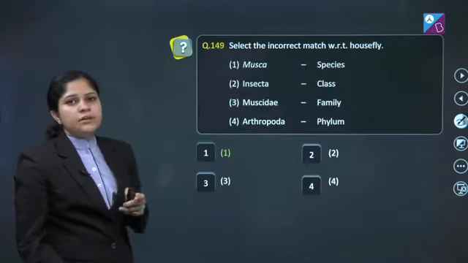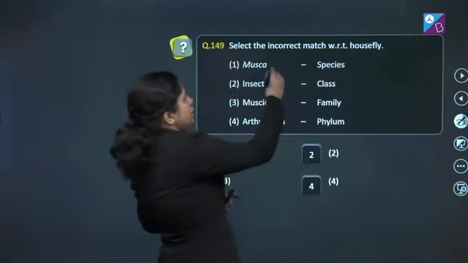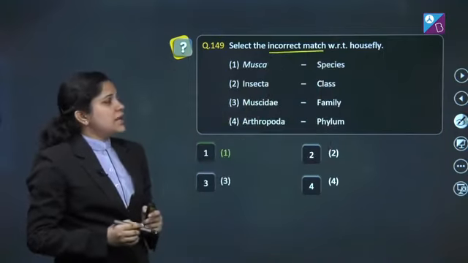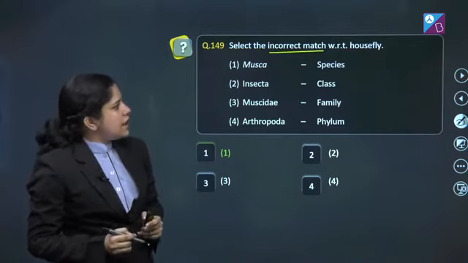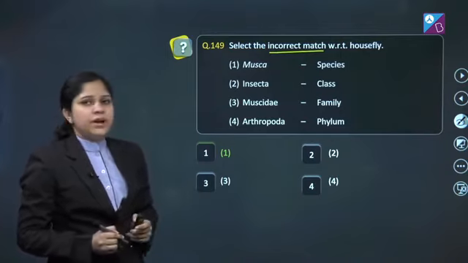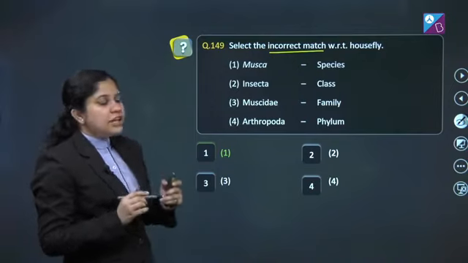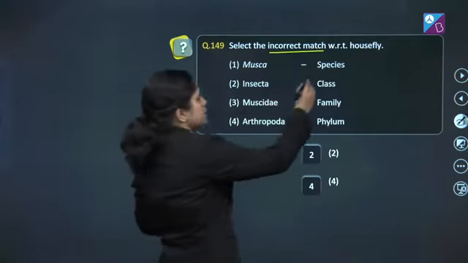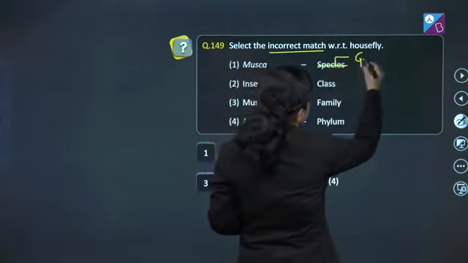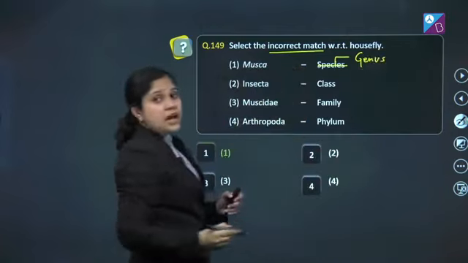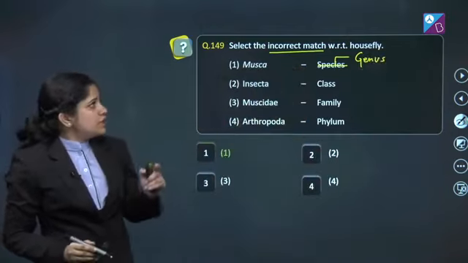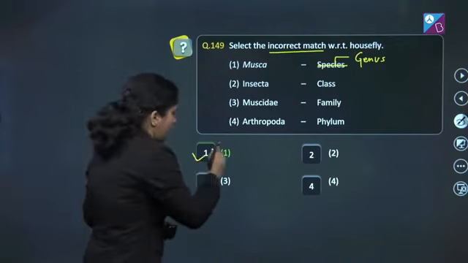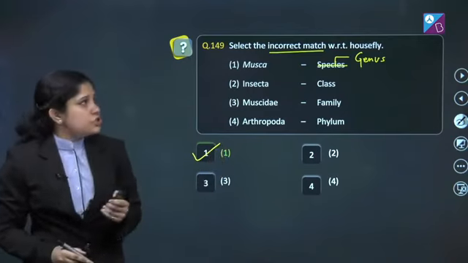Question number 149. Select the incorrect match with respect to housefly. First, Musca species, Insecta class, Muscidae family, Arthropoda phylum. The scientific name of housefly is Musca domestica, and we know that Musca is genus and domestica would be the species. So the incorrect match over here is option number 1. Let's proceed to the next question.